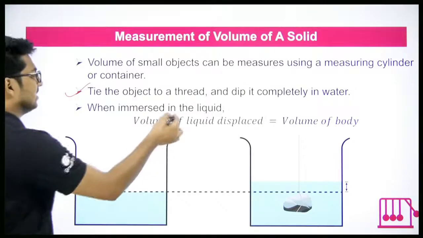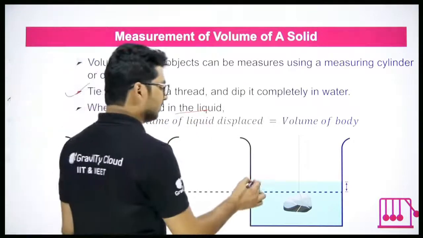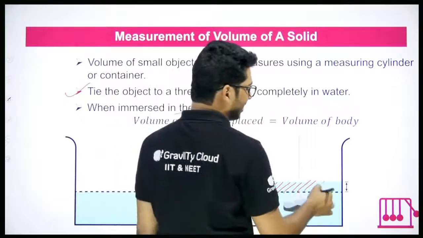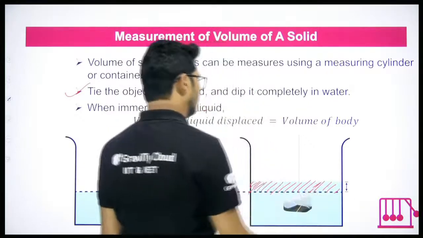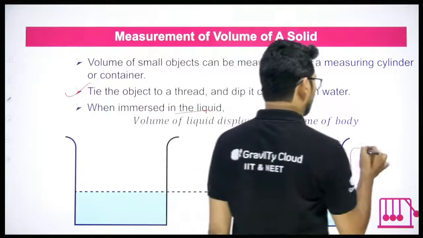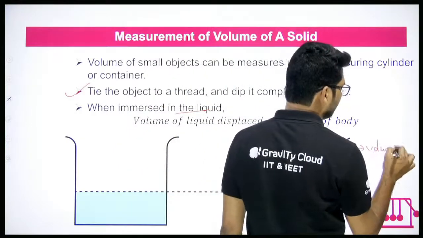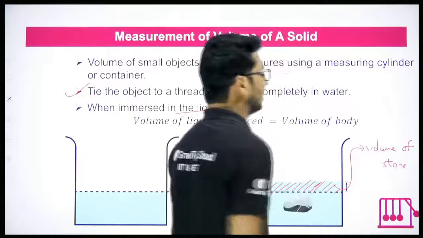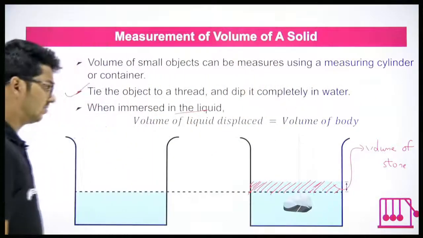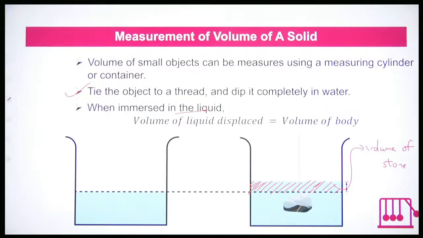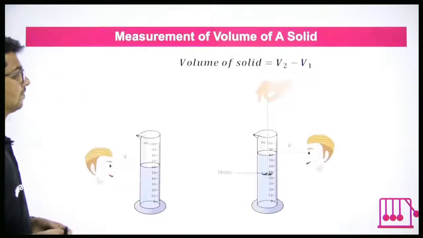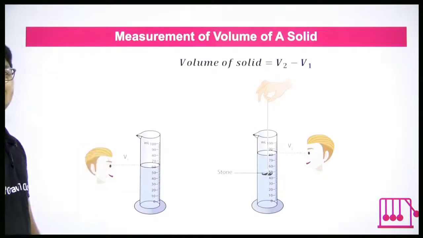So when immersed in the liquid, the volume of the liquid rises. So this is the extra volume of liquid. Why does the water occupy extra space, extra volume? Because this volume is what? Volume of stone. That is volume of stone. So if you can calculate that, you will get the answer. But how do I calculate that volume of stone, or what extra volume is occupied by the liquid? How? Let me show it. This is how you do it.